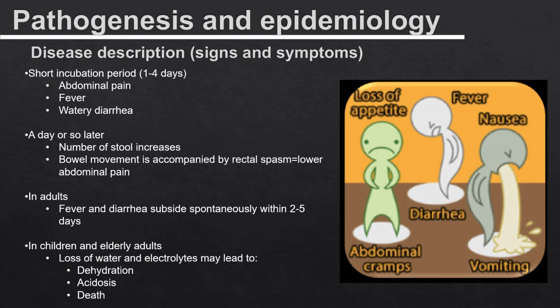So this is a timeline after getting the infection. After a short incubation period of 1 to 4 days, there is a sudden onset of abdominal pain, fever, and watery diarrhea. A day or so later, as the infection involves the ileum and colon, the number of stools increases. Each bowel movement is accompanied by straining and tenesmus, rectal spasm with resulting lower abdominal pain. In more than half of adult cases, fever and diarrhea subside spontaneously within 2 to 5 days. However, in children and elderly adults, loss of water and electrolytes may lead to dehydration, acidosis, and even death.